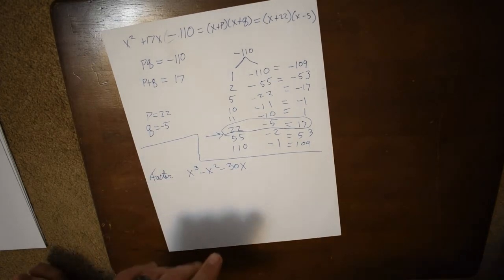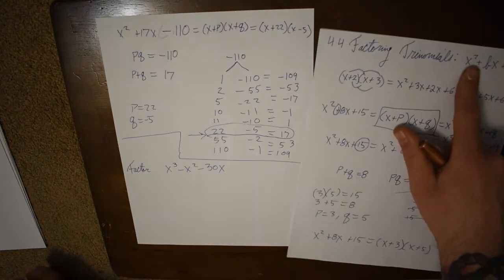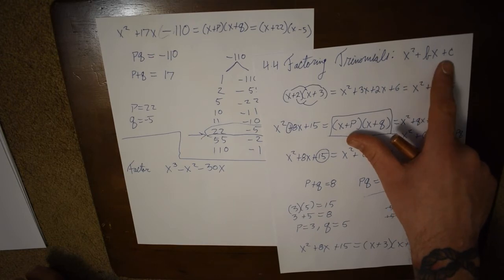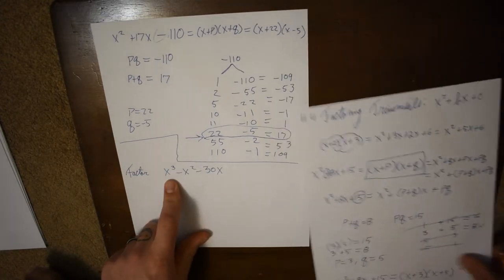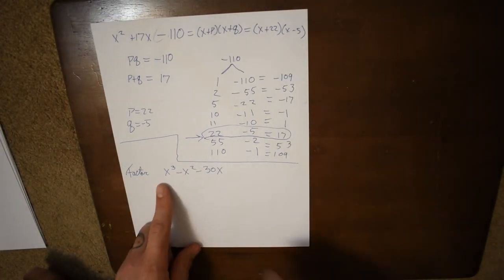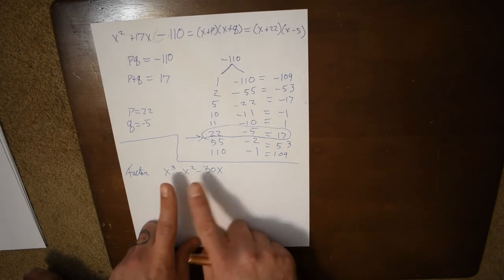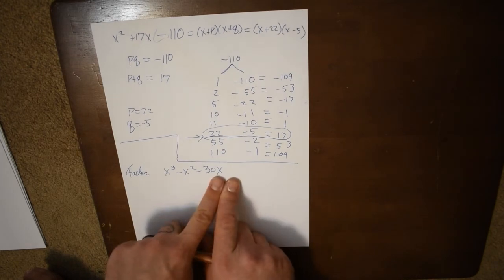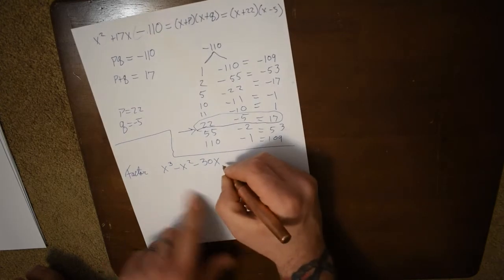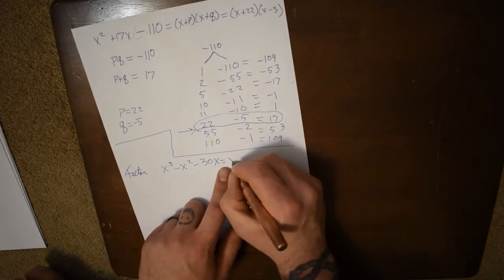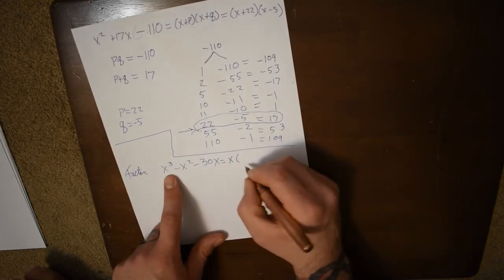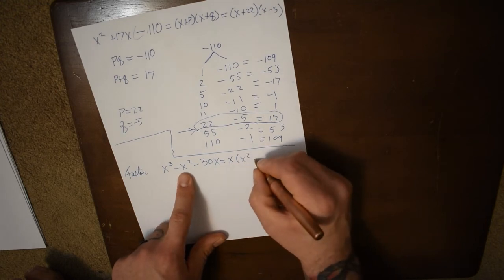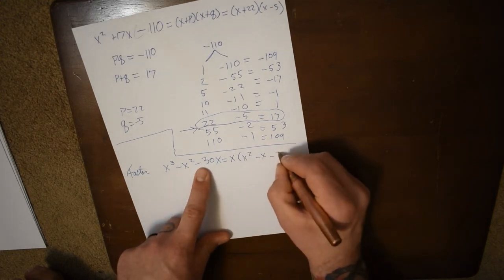And I told you that we're going to be factoring things of the form x squared plus bx plus c. What about this x cubed that popped out of nowhere? Well, if you notice, each of these terms has an x. So let's factor an x out of all of these terms. This thing is equal to x times x squared minus x minus 30.